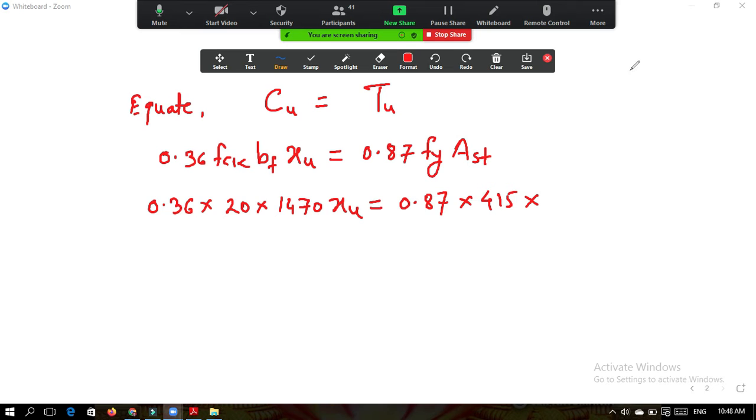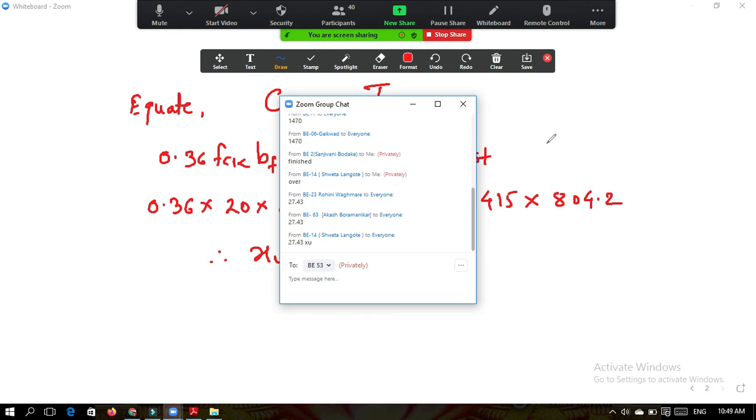What was the value of AST which we have calculated? 804.2 something. Now I don't remember the value. You put here exact value. Okay, and therefore XU is equal to, let me know the answer. You check this value. What is the value of AST, and if it is wrongly written over here, please tell me the correct value of AST, and by putting the correct value you should tell me the answer. What is the value of XU? 27.43. 27.43 is the value of XU.